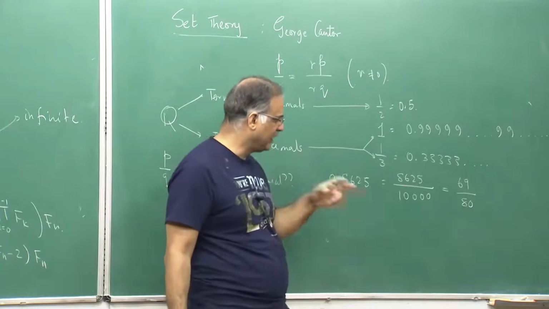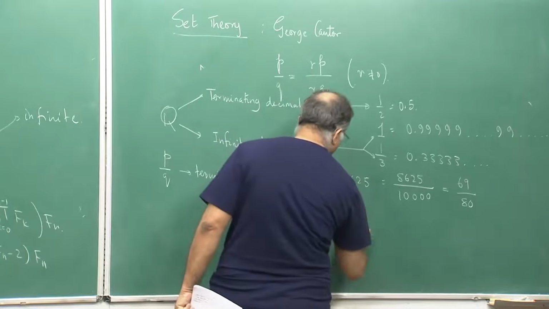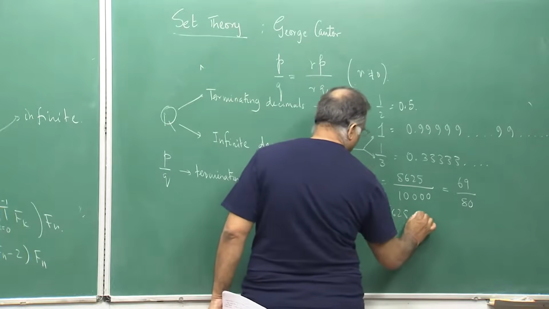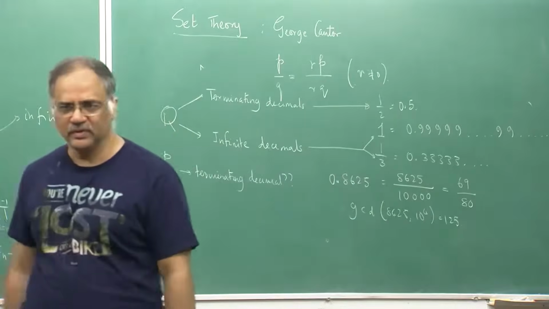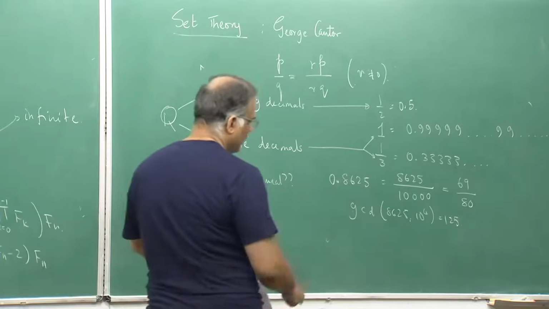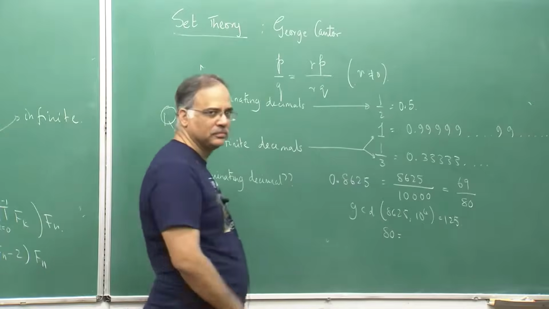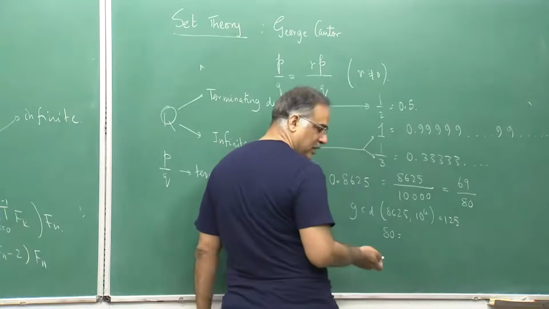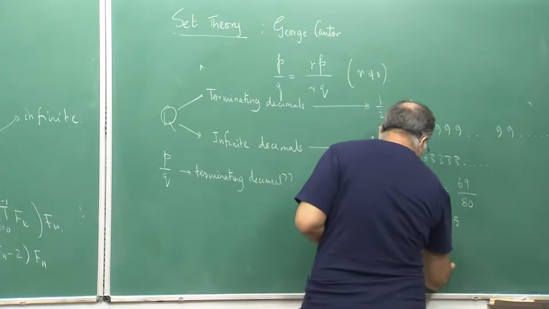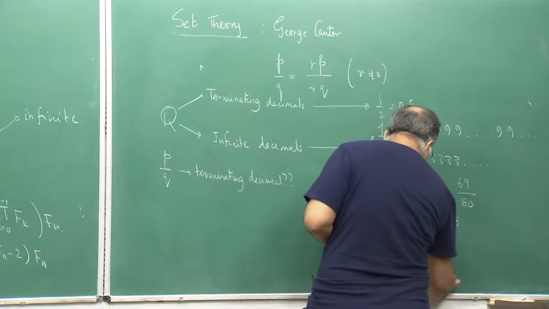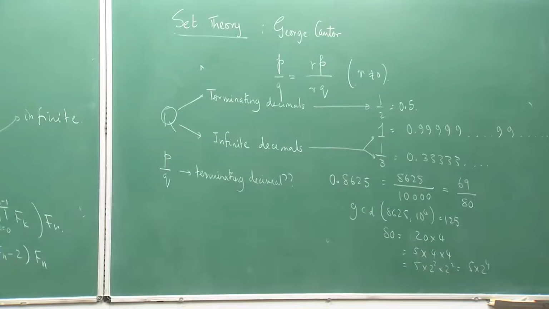You observe that the greatest common divisor, or HCF, whatever you want to call, GCD, between 8625 and 10 to the power 4 is 125. So, we have basically divided both the sides by the greatest common divisor. Now, if you look at 80, so this is a terminating decimal actually. Now, we have brought it into a rational number form. Now, look at this 80 and look at its prime factorization. You can write it as 20 into 4, so 5 into 4 into 4, so 5 into 2 square into 2 square. So, it is 5 into 2 to the power 4. So, this is actually its prime factorization.